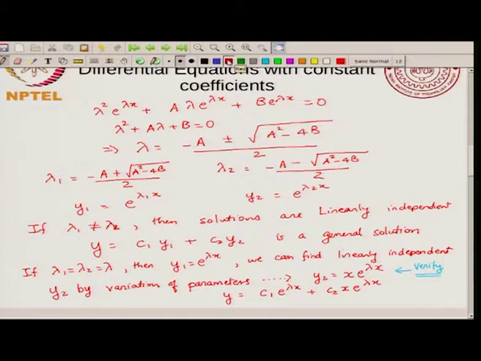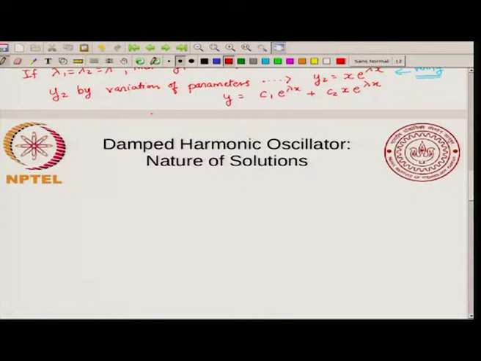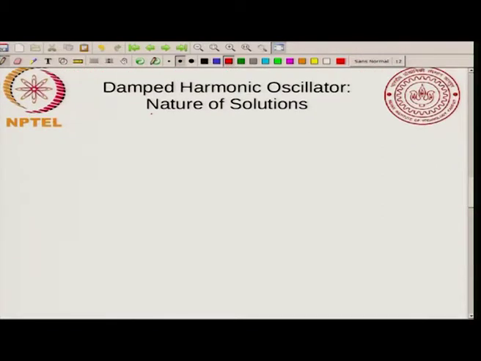What this shows is that if you have a homogeneous equation with constant coefficients, you can always find two linearly independent solutions. Now, let us look at the nature of the solutions. We said that you have lambda equal to negative a plus minus square root of a square minus 4b, divided by 2.